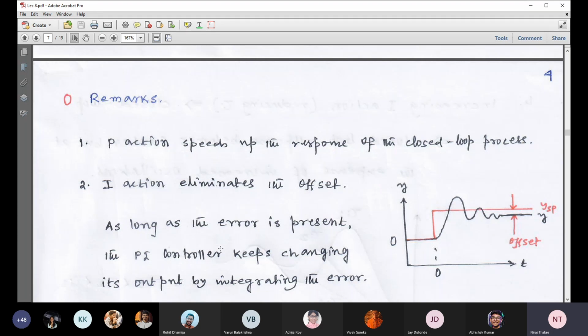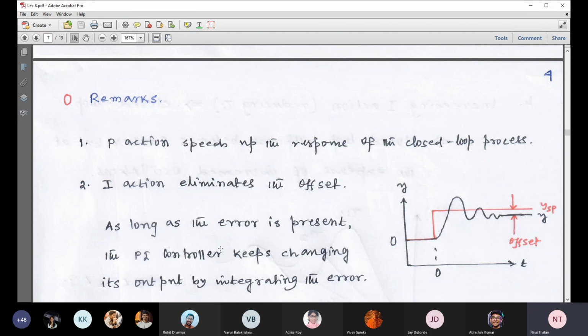Integral action eliminates the offset. You remember this term, eliminates. It does not reduce, it completely eliminates. I repeat, integral action eliminates the offset. This word is very important. You cannot say reduces the offset. It's wrong if you write reduces. I'll show you later. It completely eliminates. If it reduces, then your tuning parameter set is not correct. You have to change them.